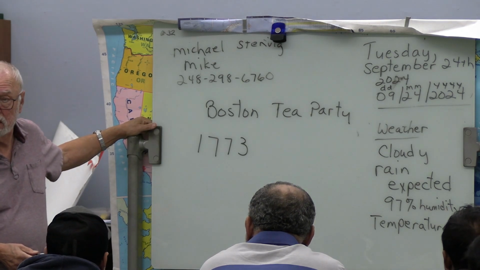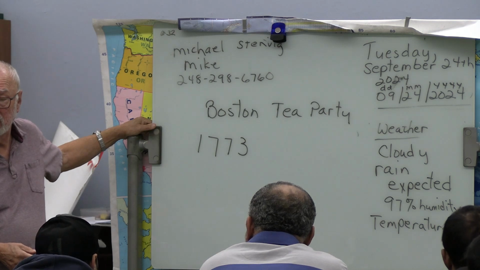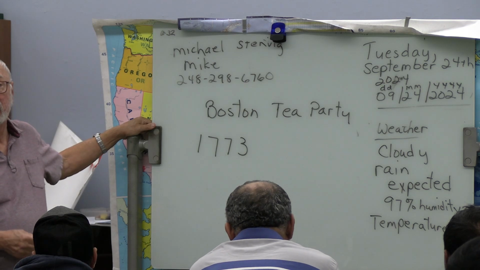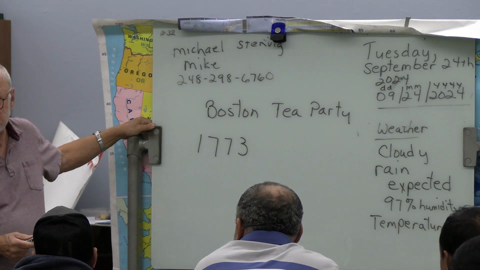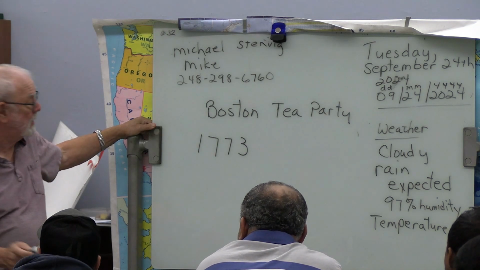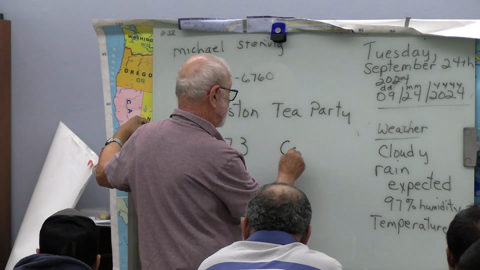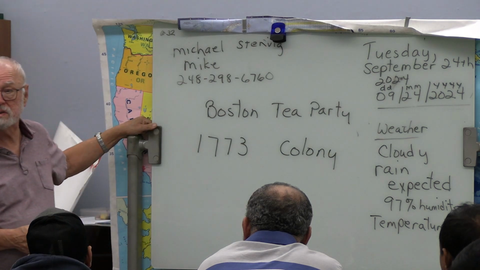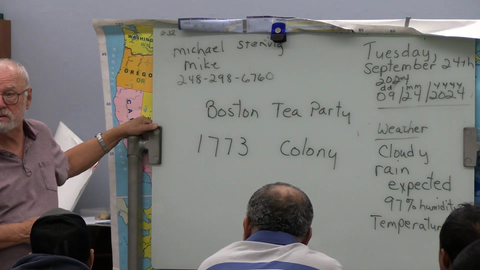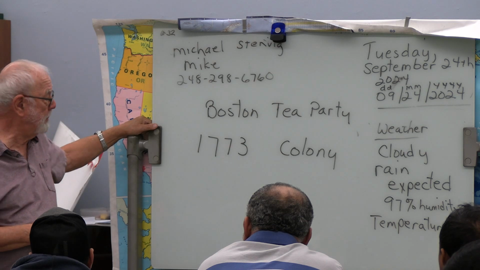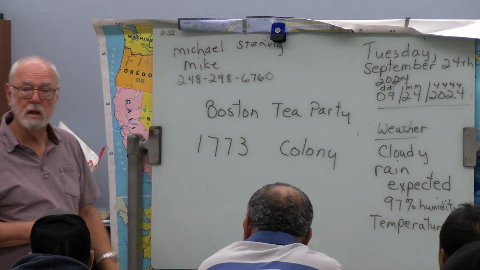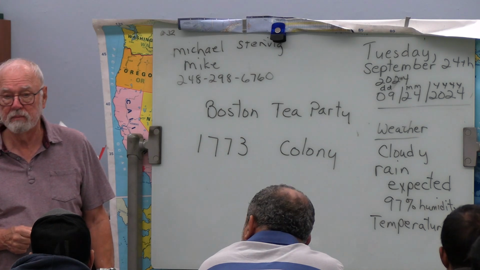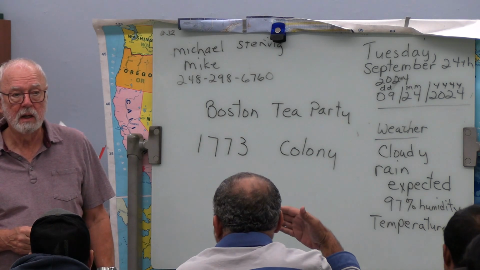Boston is a city, right? In what state is it? Massachusetts. At that time, it was not a state, it was a colony. Boston was a colony. There were 13 colonies. And so what happened in 1773 in Boston? What did King George do? Who remembers? You raised the tax?